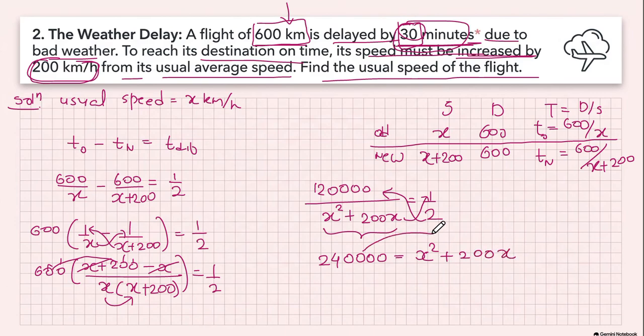Then take this 24 and 4 zeros that side. So x square plus 200x minus 240000 is equal to 0. So this is our required quadratic equation. You can solve by using the quadratic formula method to get the final answer.